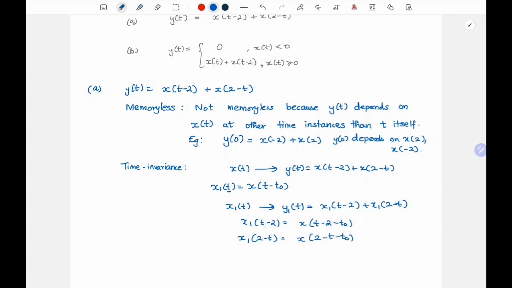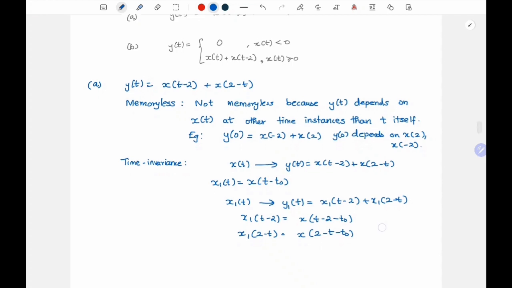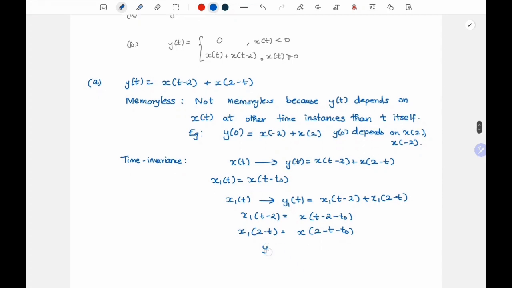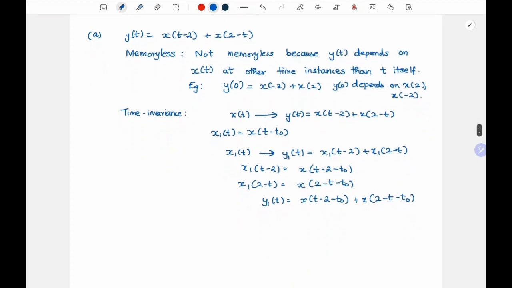So here you just need to replace t with 2 minus t. So on the right hand side also you replace t with 2 minus t. It is straightforward. Okay, now you put it back here. So y1 of t is nothing but x of t minus 2 minus t naught plus x of 2 minus t minus t naught. But now let's compare it with y of t minus t naught. What is y of t minus t naught? It is x of t minus t naught minus 2 plus x of 2 minus t minus t naught.